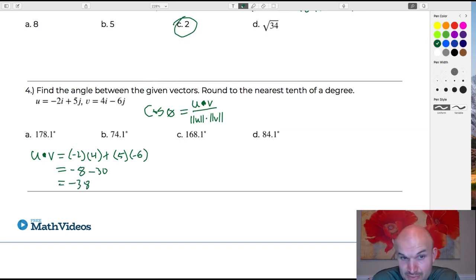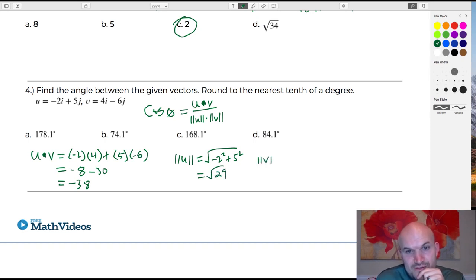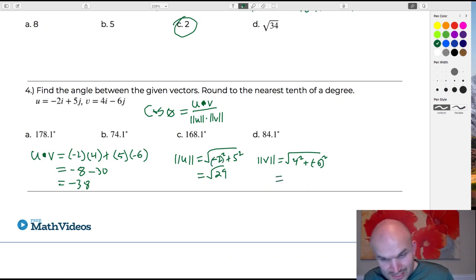And then basically now I need to figure out the magnitude. So in this one, it looks like the magnitude is going to be the square root of negative 2 squared plus 5 squared. So that's going to be the square root of 29. And then let's figure out the magnitude of v. That's going to be the square root of 4 squared plus negative 6 squared. Now be careful, I'm not using parentheses. I'm going to put the parentheses back in there so students are careful. So 4 squared is 16, 6 squared is 36, so that's going to be the square root of, let's say, 16 and 36, so 52.